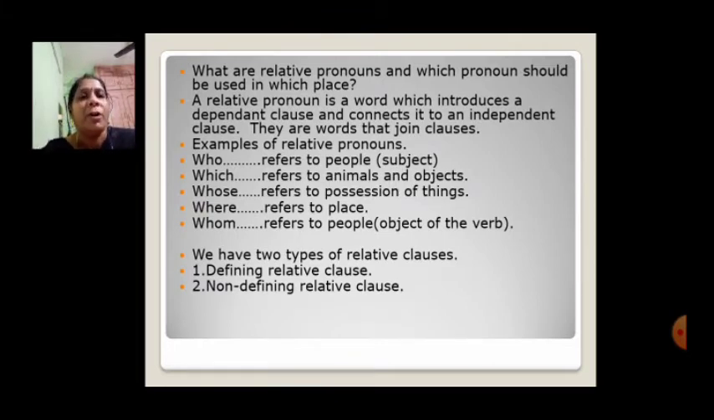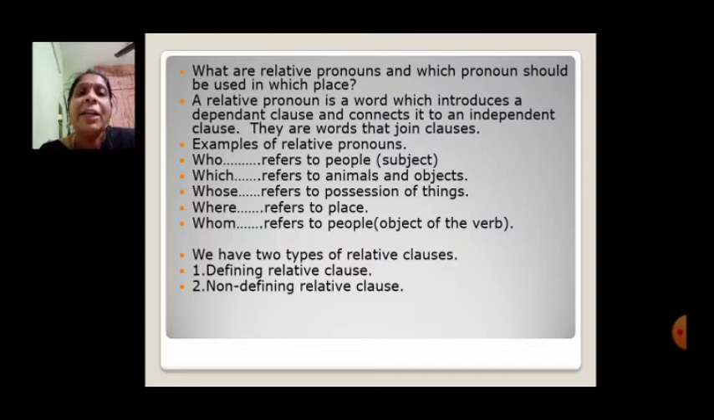A relative pronoun is a word which introduces a dependent clause and connects it to an independent clause. They are words that join clauses. So a relative pronoun is a word. You know different types of clauses. We have two types of clauses, independent clause and dependent clause. So a dependent clause cannot stand by itself, like the relative clause.